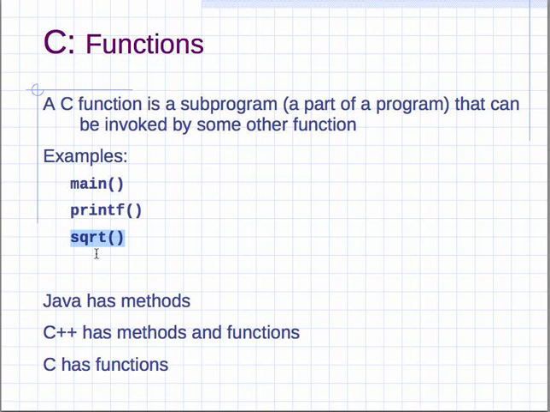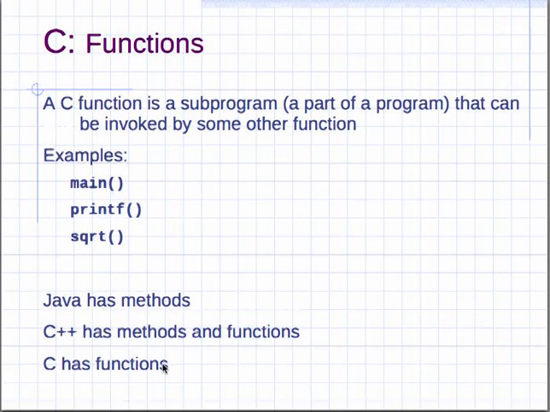None of these belong to a class because C does not have classes. So this is different from Java, where you have the Math.sqrt function, or System.out.printf, which belongs to PrintStream, things like that. So Java has methods. C++ has classes, so it has class methods, and also it has functions like C. The whole language of C++ includes C, and that's why we say C++ has both methods and functions. C has functions only, and does not have methods.